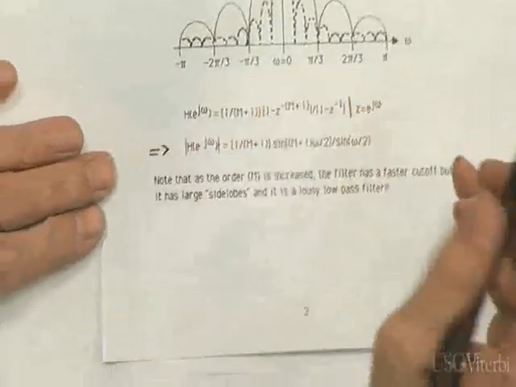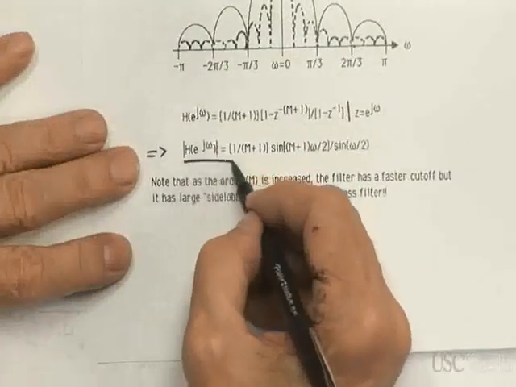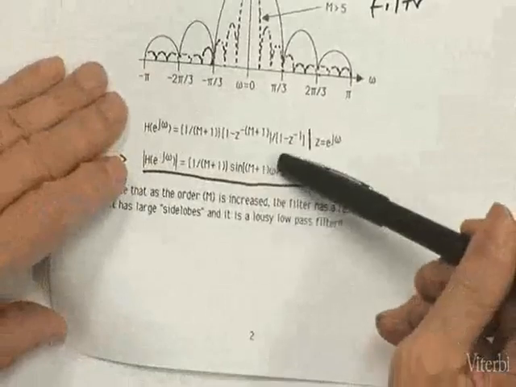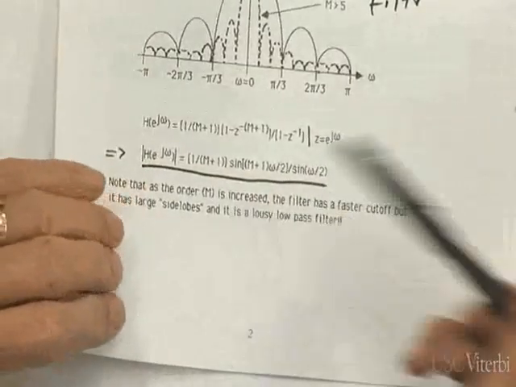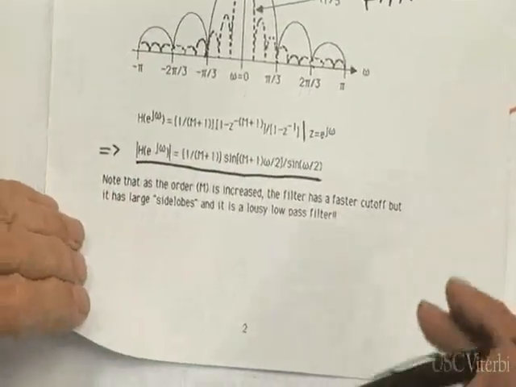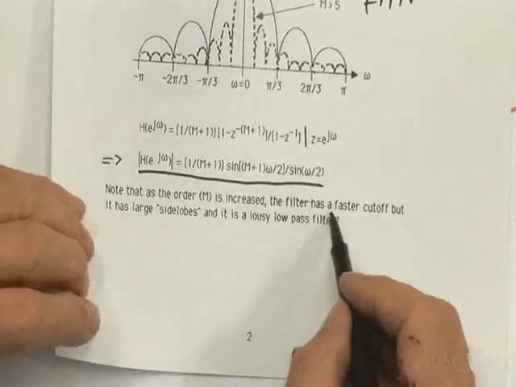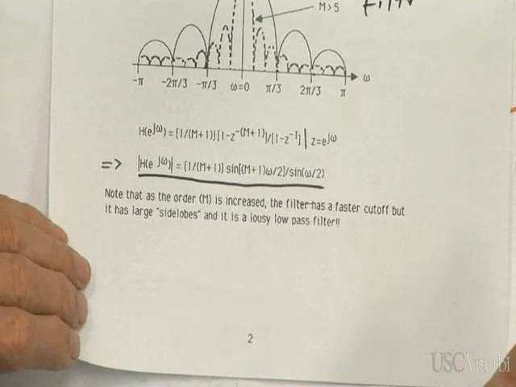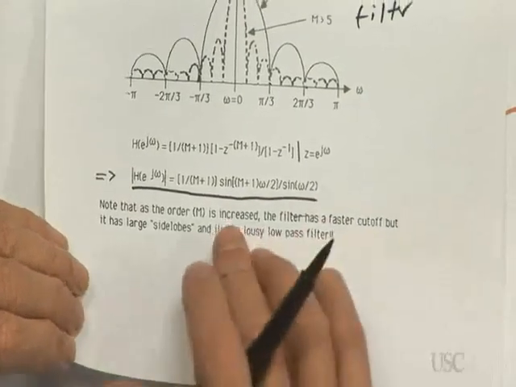So that is what that is, and if you're curious as to the mathematics of that H of e to the j omega, here it is. You can write it out exactly mathematically. Note that as the order M is increased, the filter has a faster cutoff, but it has large side lobes, and it is a lousy low-pass filter.